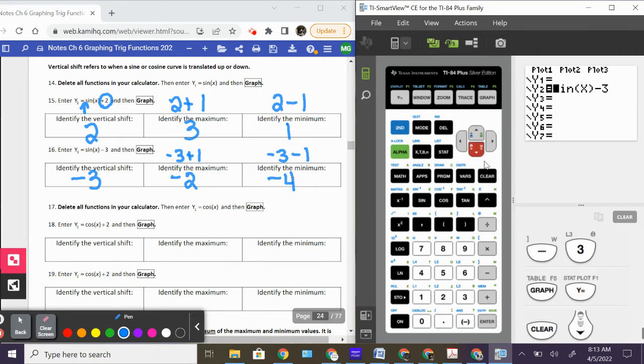We're going to clear all of these out and we're going to do the same thing for cosine. And you know what? The same thing's going to happen. So there's cosine of x, our parent function. And now we'll do cosine of x. Remember, you have to close those parentheses and then add 2. And what's going to happen here?